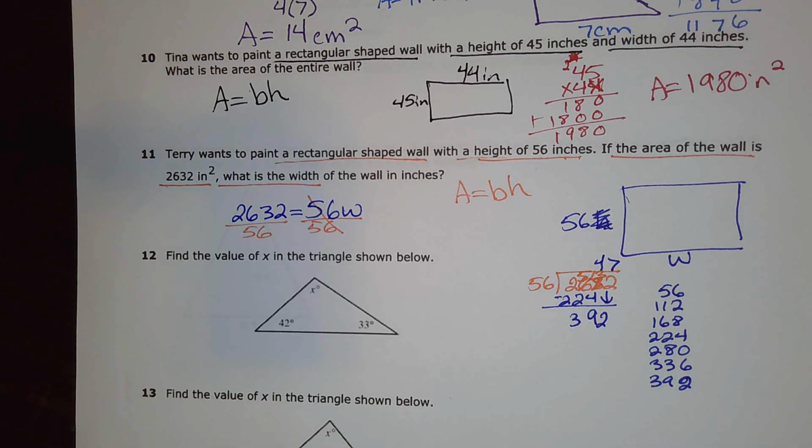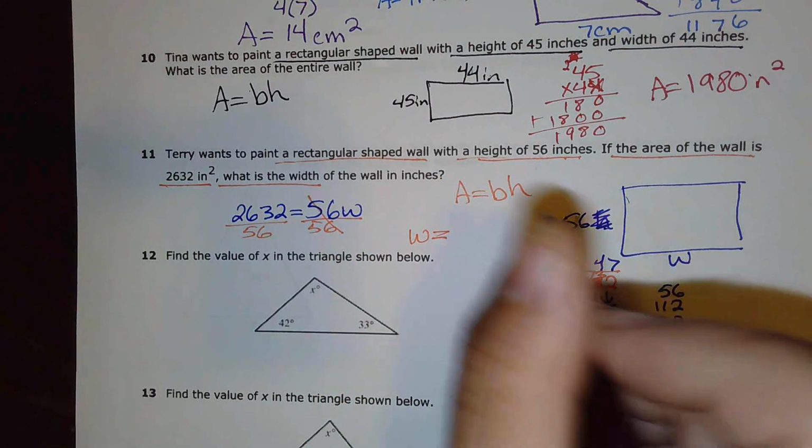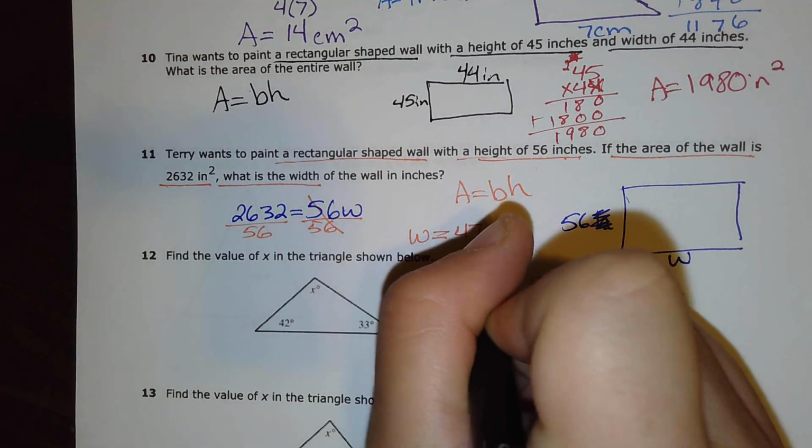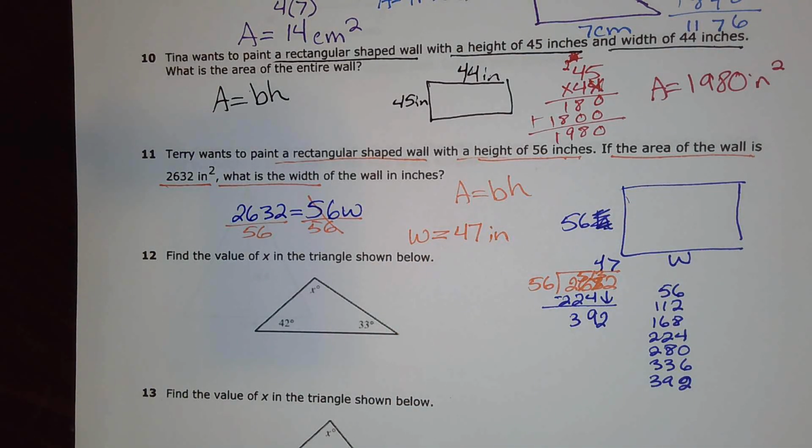So the width for this rectangle was 47 inches. I'm not squaring it because I'm not solving for area. Okay, I only square it if I'm solving for area. If I'm solving for a missing side, I do not have to square it.